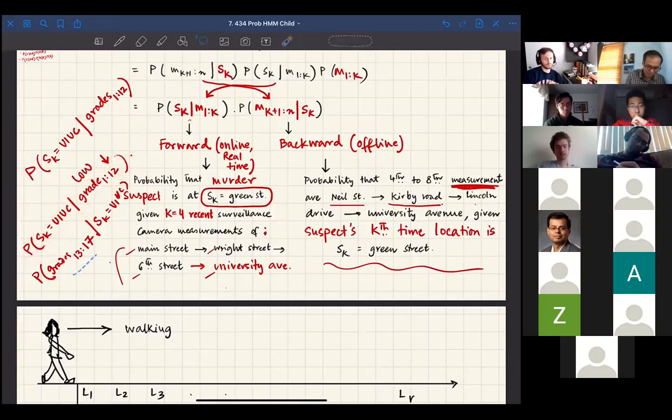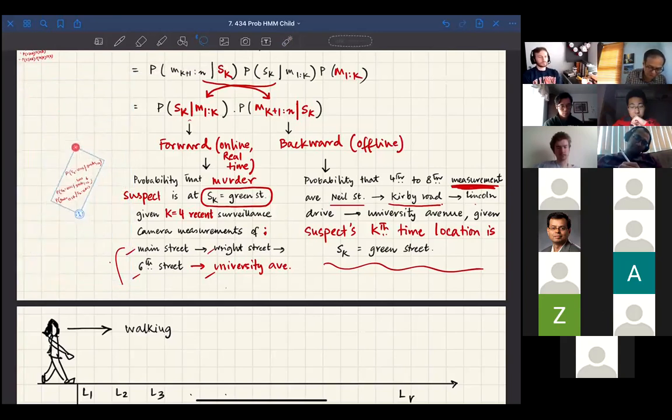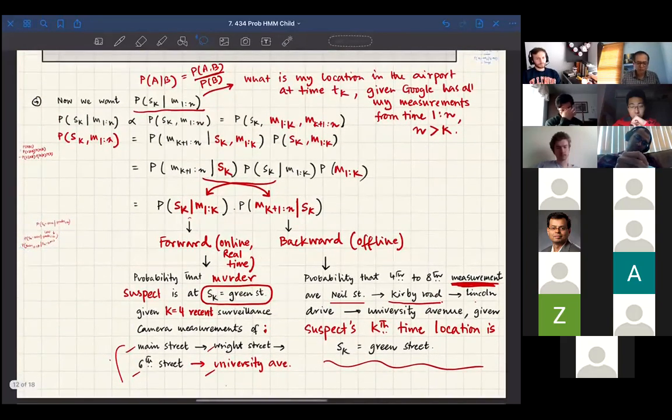I have a question. Yes. So in the very first line, you have P M1 to K. Are we just throwing that away? We aren't throwing that away. We just don't need to use that, because all values of SK will have that in it.